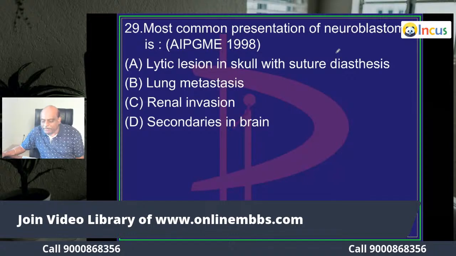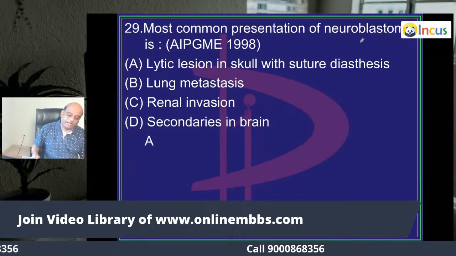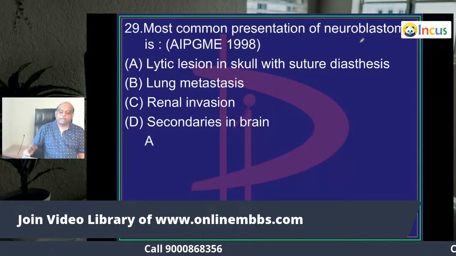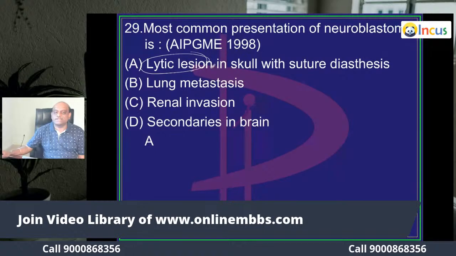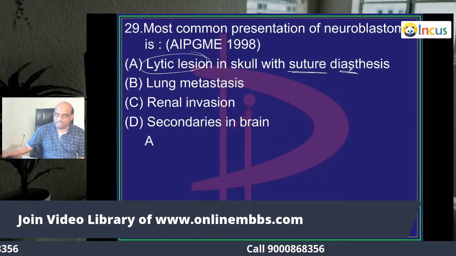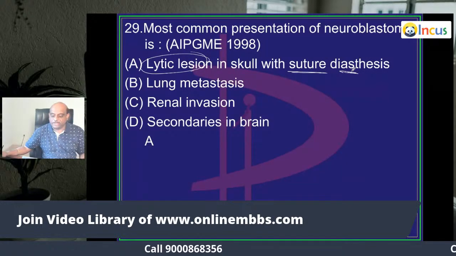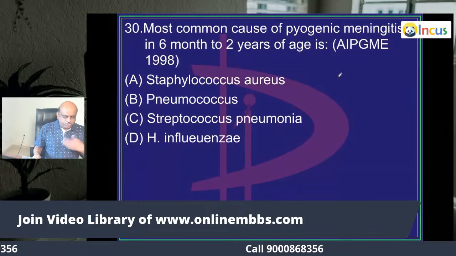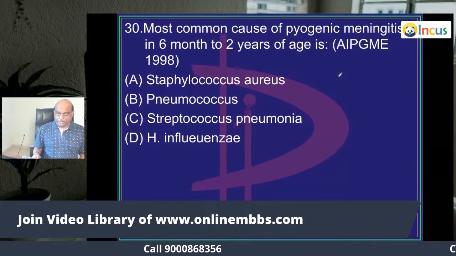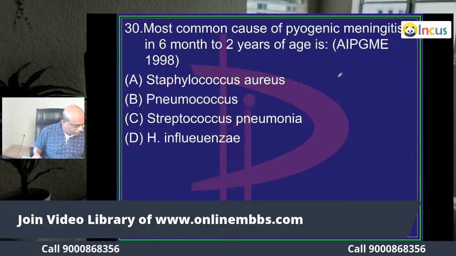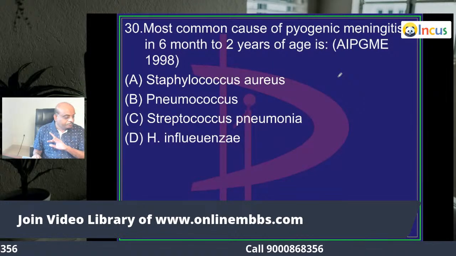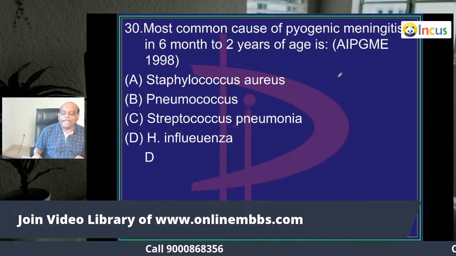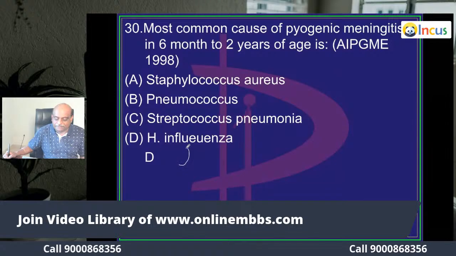The most common presentation of neuroblastoma: it can present with lytic lesions in the skull with suture diastasis. The most common cause of pyogenic meningitis between 6 months to 2 years of age is H. influenzae.